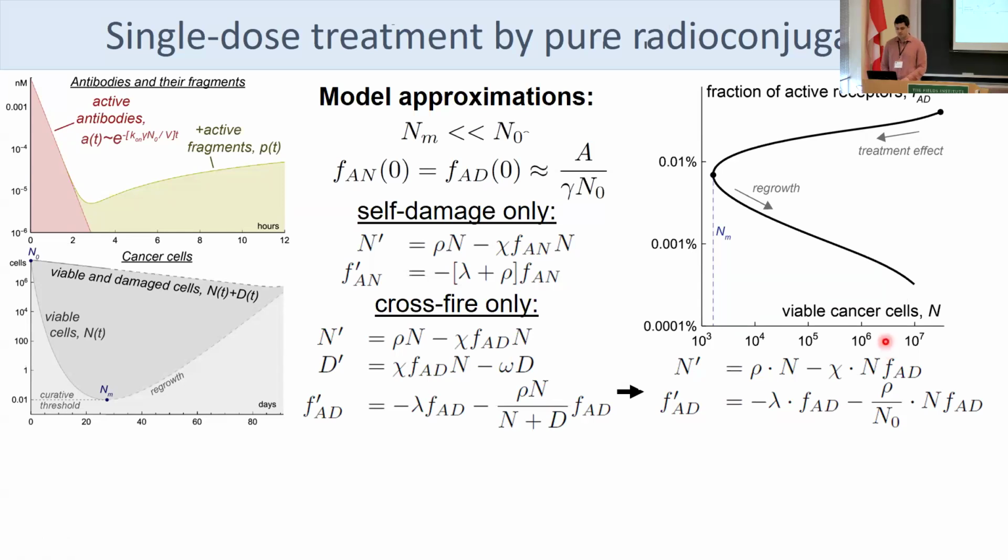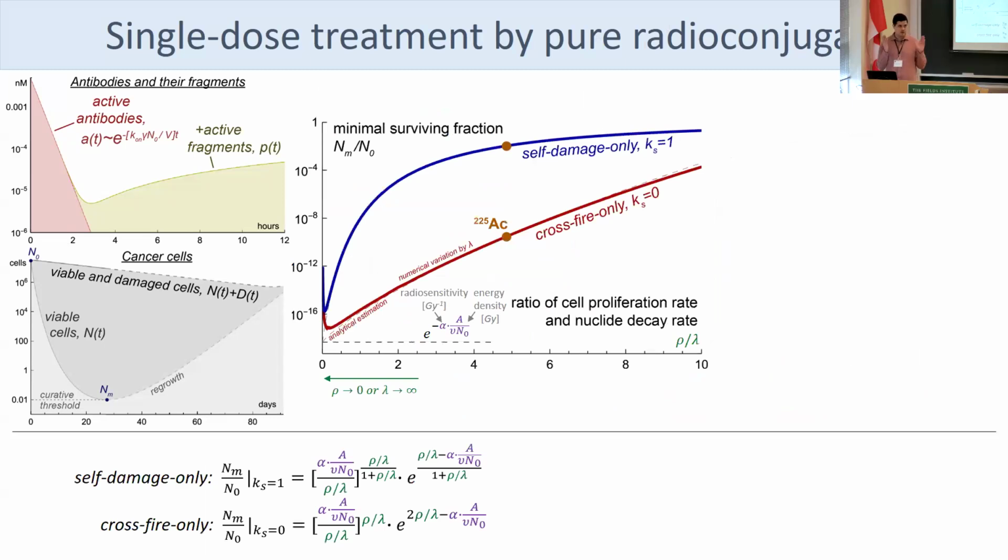So the number of viable cells initially decreases and then regrows, and the number of active receptors and the fraction of them falls down monotonically. But yeah, we can obtain this function, differentiate it, and find the location of its minimum and the minimal number of viable cells. And we can find these formulas for the minimal surviving fraction of cancer cells.